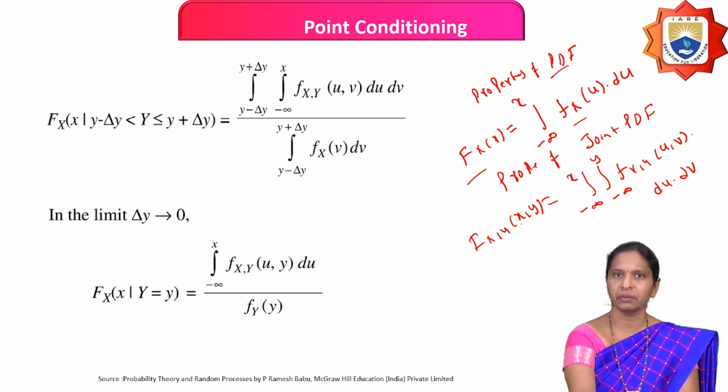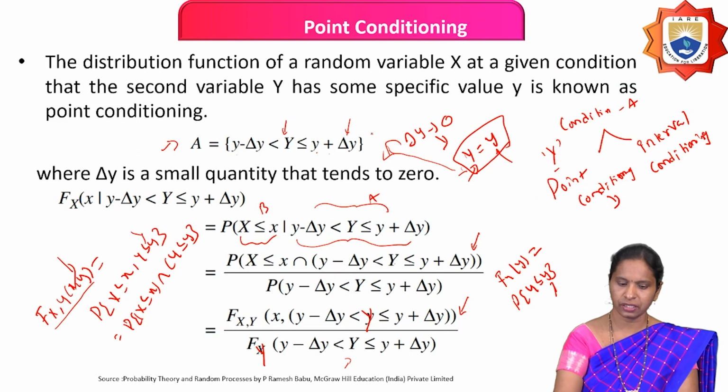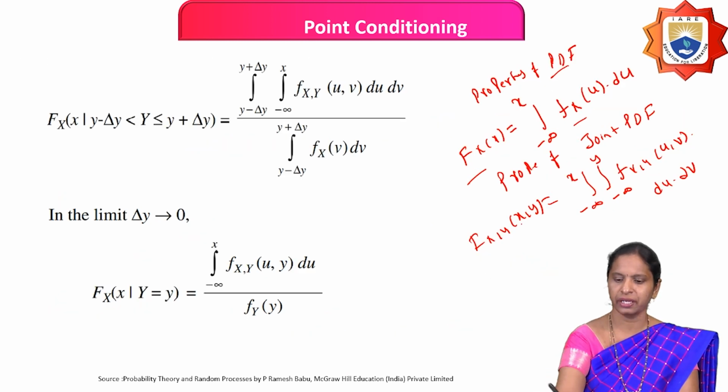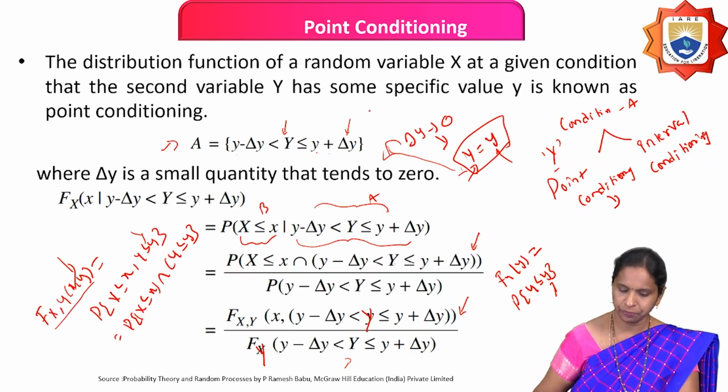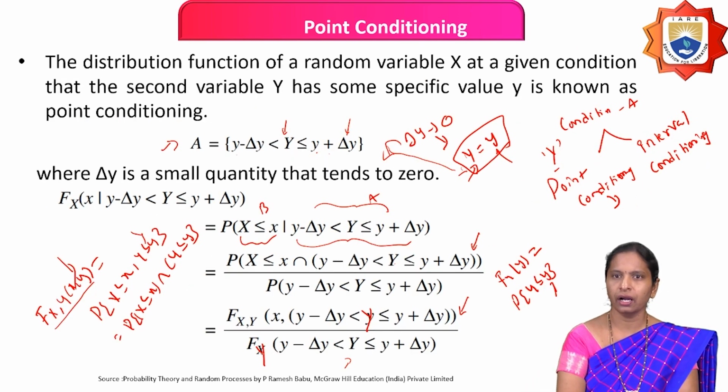And then what about the x limits here? The x limits, for fxy of x, are nothing but minus infinity to x. The x limits are from minus infinity to x. fxy(u, v) du dv, divided by what is the denominator here? We have Fy of y minus delta y less than or equal to y plus delta y.